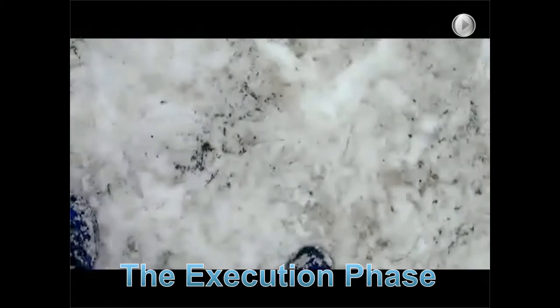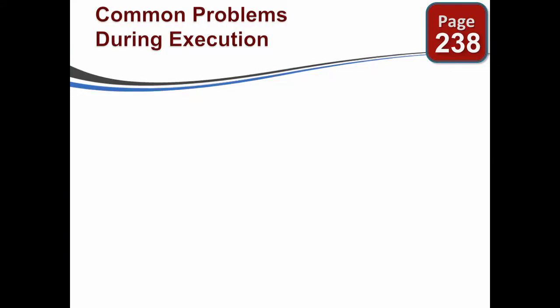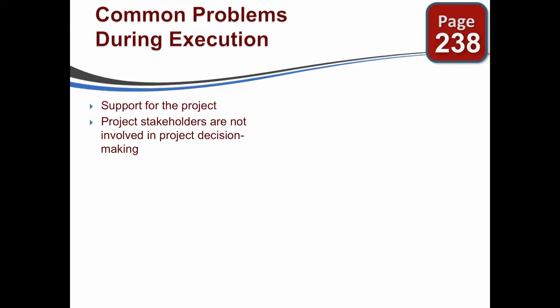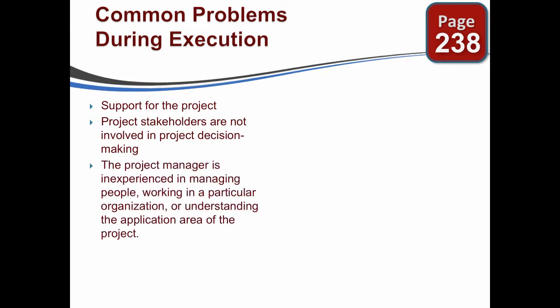I love that video. So here are some common problems that you may experience during the execution phase. First of all, support for the project. Project stakeholders are not involved in the project decision-making. Unless they're involved in the project decision-making, then they're not going to support it. The project manager is inexperienced in managing people, working in a particular organization, or understanding the application area of the project. Extremely important that you serve your internship. The project objectives and scope are unclear. Now you know why that is so important when you do your charter.